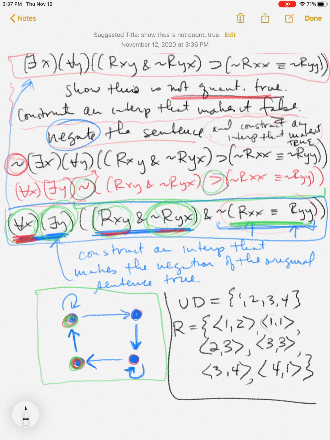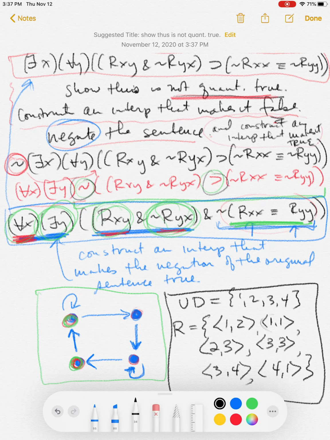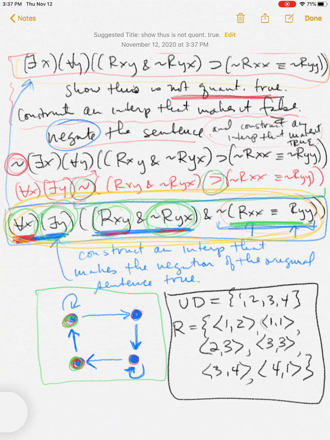So this interpretation makes this sentence, what color shall I use now? Yellow. Makes this sentence true, but this sentence is the negation of our original sentence, so we know that we have an interpretation that makes the negation true, so not every interpretation is going to make the original one true. So it's not quantificationally true. And that's the end of that example.